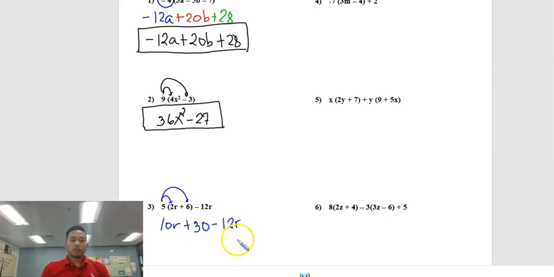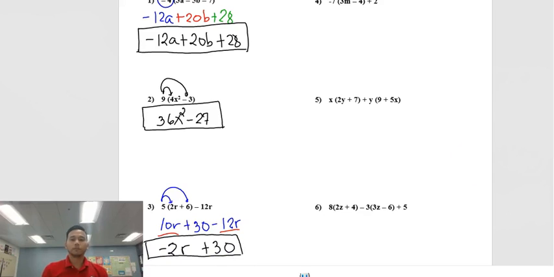Again, before you finalize your answer, make sure to check and combine the like terms. Take note, your 10r and 12r are like terms, so you can combine them. 10 minus 12 will give us negative 2, so negative 2r plus 30. Can we combine negative 2r plus 30? No. So the final answer will be negative 2r plus 30.